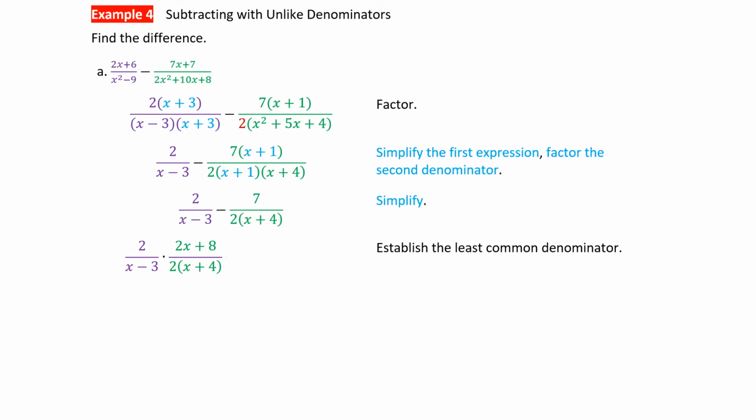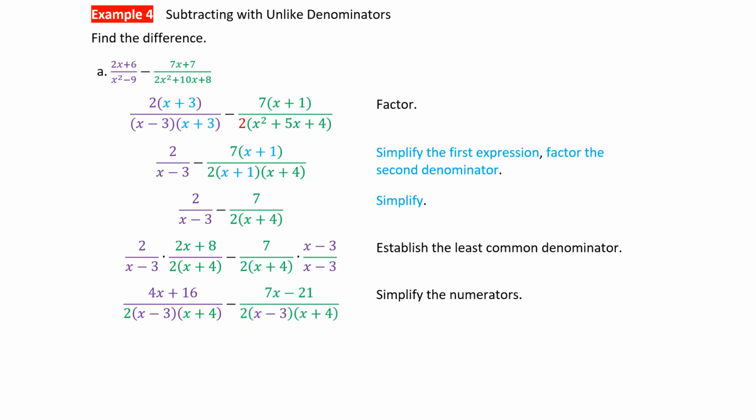Our second fraction has the 2 and the x plus 4, but it doesn't have the x minus 3, so we have to multiply by that in both numerator and denominator. Let's now multiply in the numerator. 2 times 2x plus 8 should give us 4x plus 16. And 7 times x minus 3 should give us 7x minus 21.